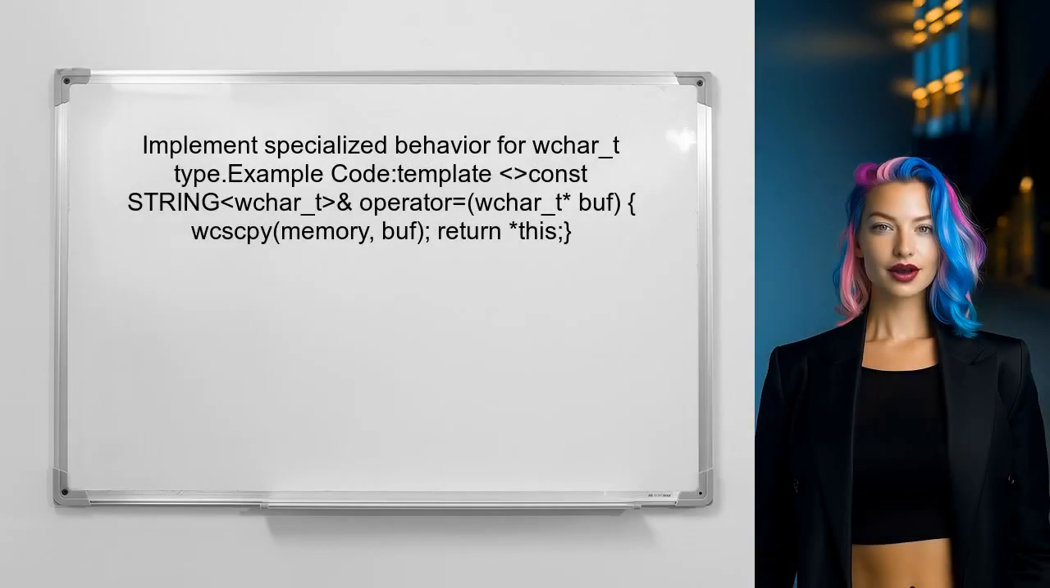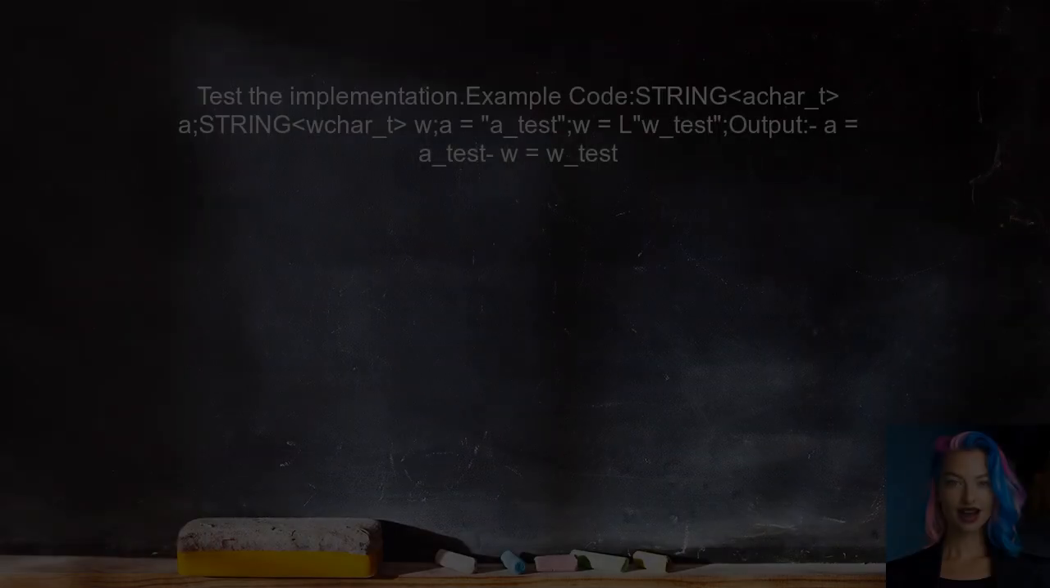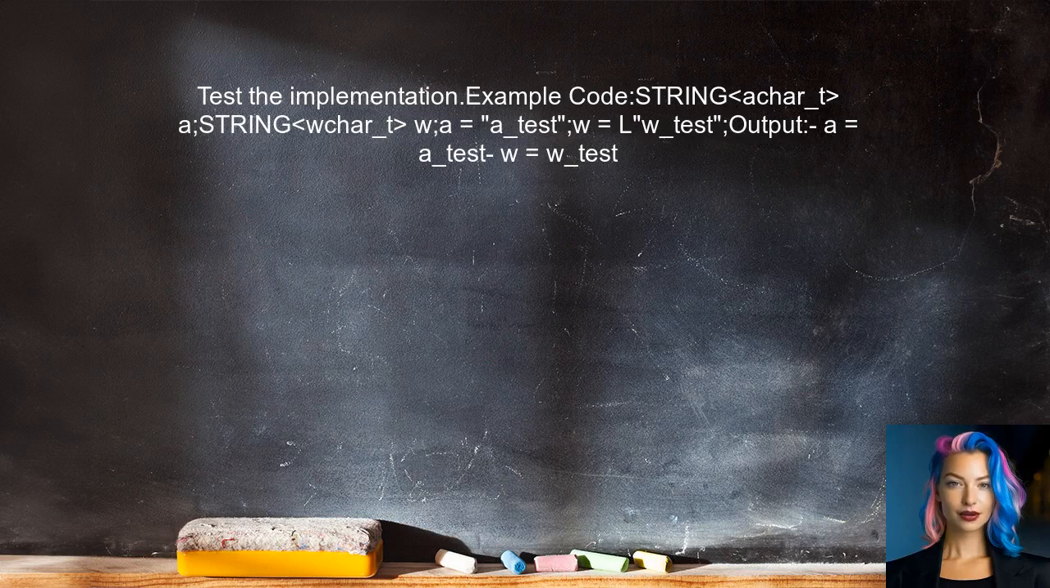Then the user should implement the specialized behavior for the wchar_t type. This will also involve defining a specific version of the operator assignment for wchar_t. Finally, the user can test the implementation by creating instances of string for both char and wchar_t and assigning values to them. This will demonstrate that the correct function is called based on the type.